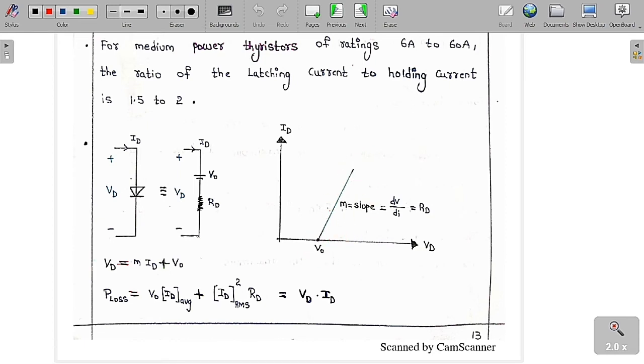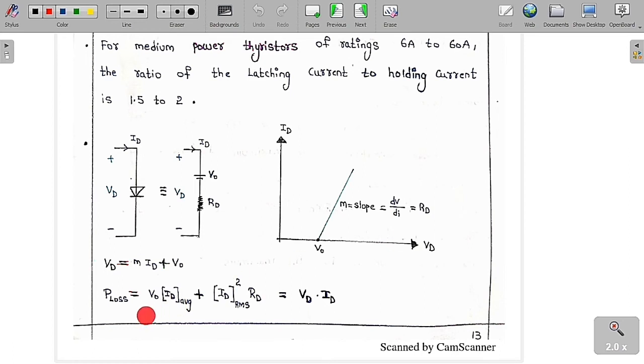Therefore you can simply say that here M is the slope, which is equal to dV by dI, which is equal to RD. So if you take the slope of this VD and ID graph, you are going to get dV by dI equal to RD. So this is called the slope or RD. Either M can be R0 or RD, you can take anything. So VD is equal to V0 plus ID into RD, and RD is equal to M, the slope dV by dI.